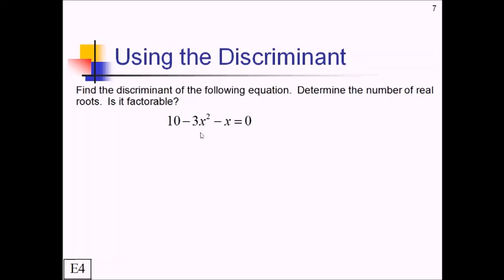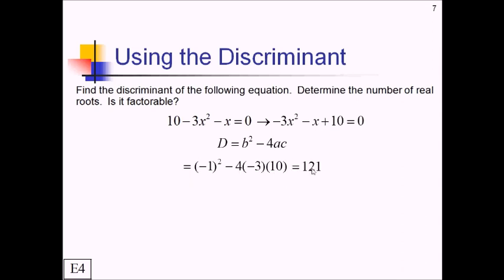They were also kind of sneaky on this last problem. Although we do have 0 on one side, this is not in order. To get it in standard form, we have to move that 10 past the x there. There we go. So plugging it into our discriminant now, we've got negative 1 squared minus 4 times negative 3 times 10. So that's positive 1 plus 120, so that's 121. 121 is a positive perfect square. So that means that we're going to have 2 roots, and this is going to be factorable.